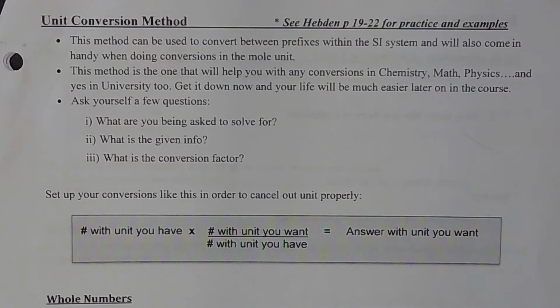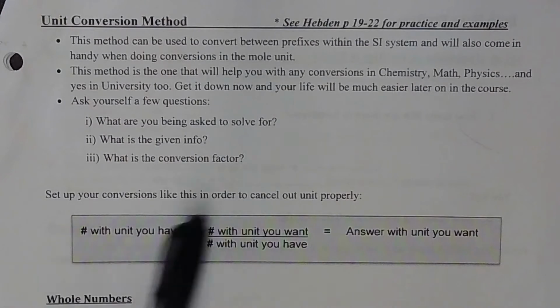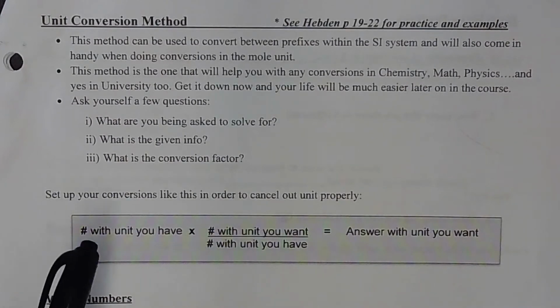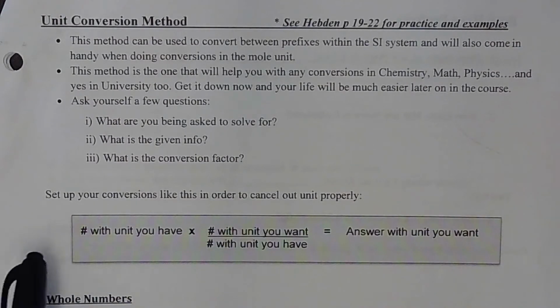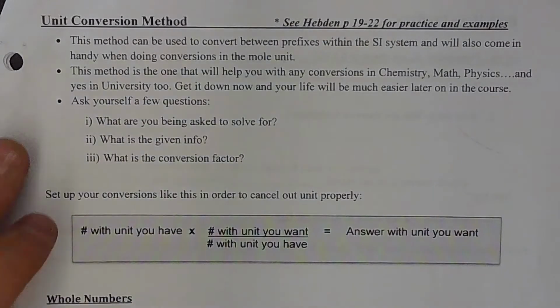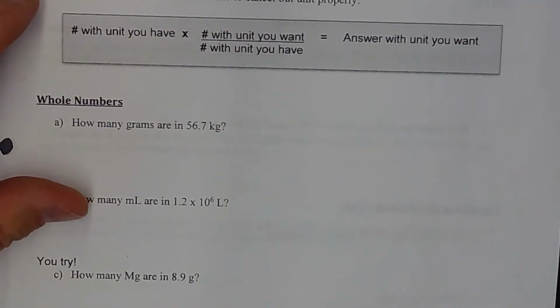Ask yourself a few questions. When you look at the question, what are you being asked for? What is the given information, and what is the conversion factor? If you have these three things, then you can do it. The ones we're doing here are just a couple of steps to find the answer. But sometimes you're going to have ones in stoichiometry which are like 7 steps long. As long as you keep with this basic premise, you'll be good to go. So let's do this one.